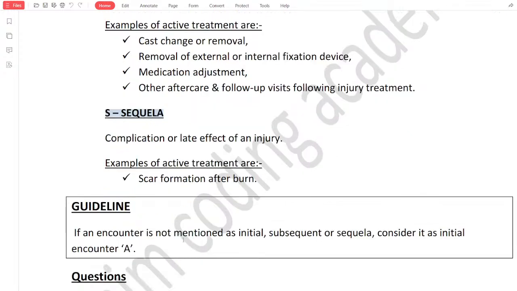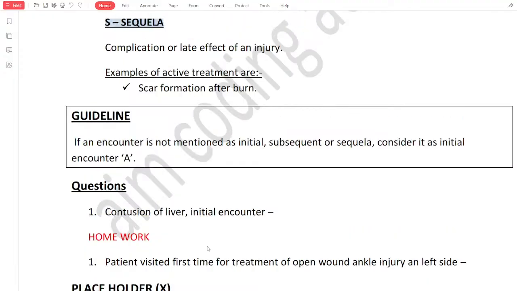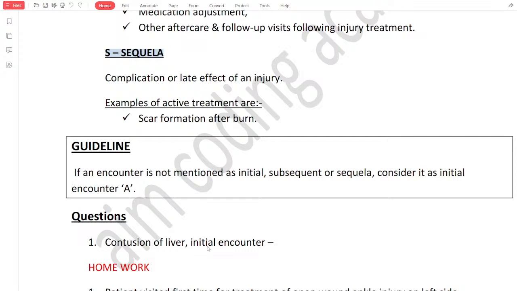So the guideline: if an encounter is not mentioned as initial, subsequent or sequela, consider it as an initial encounter. In your documentation, if they have not mentioned any initial, subsequent, sequela, you have to code the seventh character as A. Okay, clear? These are some questions I'm giving. Contusion of liver, initial encounter. In this case, they have mentioned initial encounter, so the seventh character is A. A is the initial encounter.